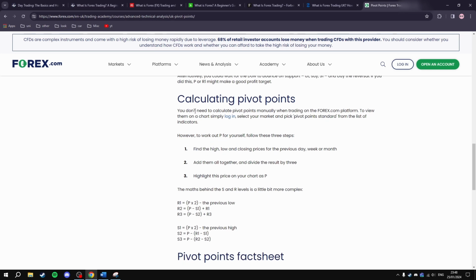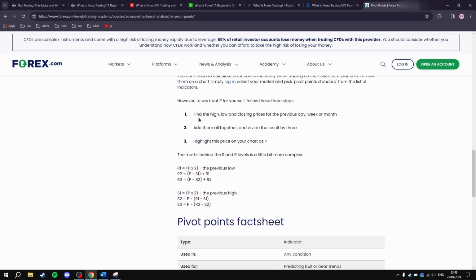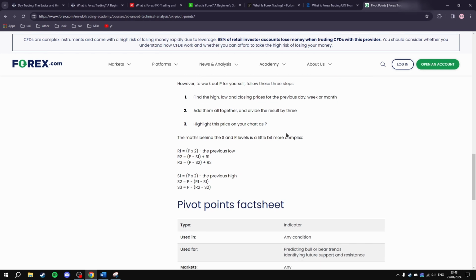Right, so calculating pivot points. You don't need to calculate pivot points manually when trading on the Forex.com platform. To view them on the chart, simply log in, select your market and pick pivot point standard from a list of indicators. However, to work out P for yourself, follow these 3 steps. Find the high, low and closing points of the previous day, week or month. Add them all together and divide the result by 3. Highlight this price on your chart as P.